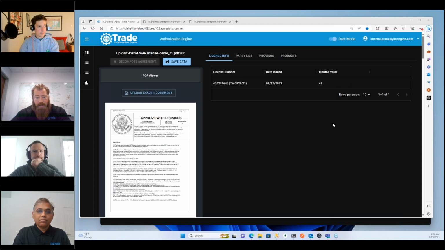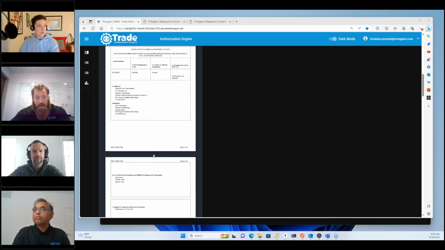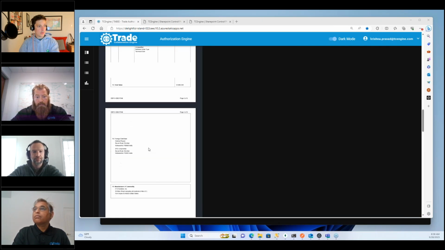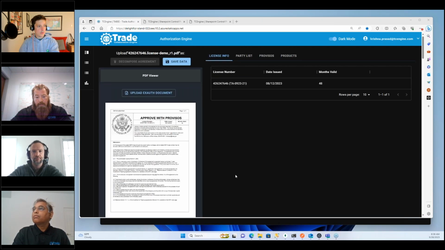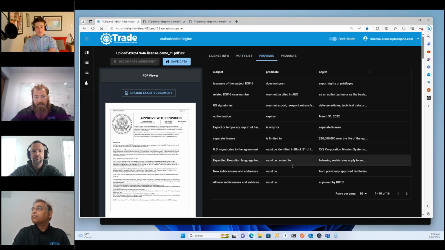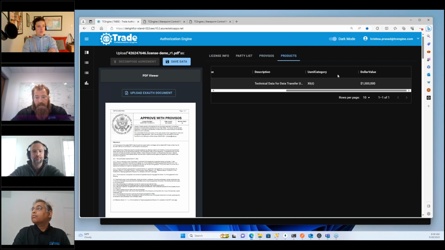What this does, you drag and drop an authorization in it. It's country and regime agnostic. It extracts essentially the attributes that are required to perform those downstream decisions. So we'll be coming back to this. We'll be saving this data here in a few minutes. But again, things like parties, provisos, products, the line items, all that type of stuff get pulled across in this application.